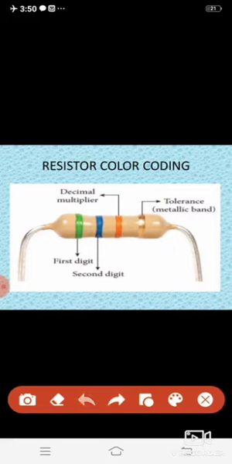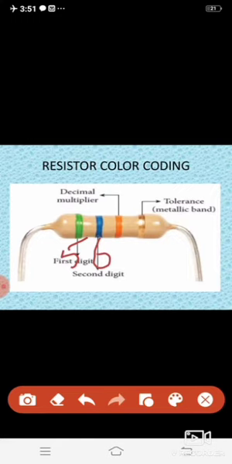here the first three colors. In these first three colors, the first two colors indicate the significant figures. Note that the first one is green. Green has a value of 5, so we note 5. Next is blue. Blue has a value of 6. So the first two colors indicate the significant figures.